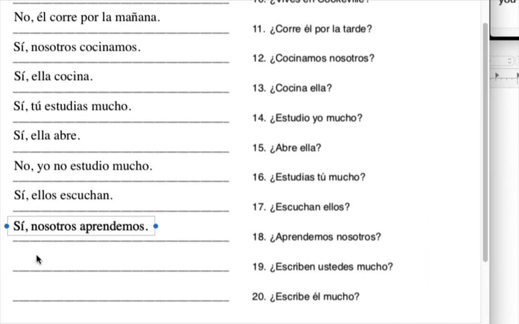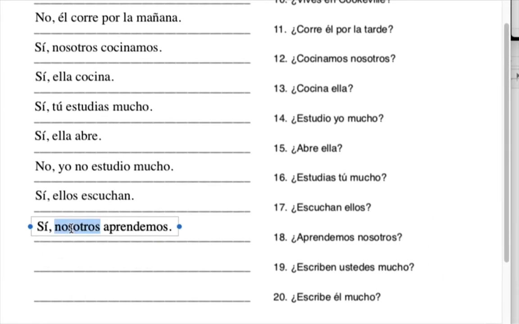Notice the only thing that really changed in number 18 was the placement of the word nosotros. This is a statement, so it goes to the left of the verb. If it had been a question, nosotros would have gone to the right of the verb, like it did over here. Aprendemos nosotros is do we learn. Nosotros aprendemos is we learn. Just the difference between a statement and a question.